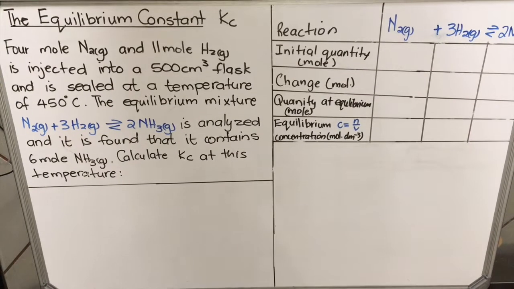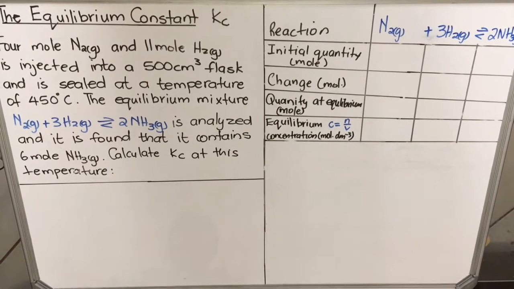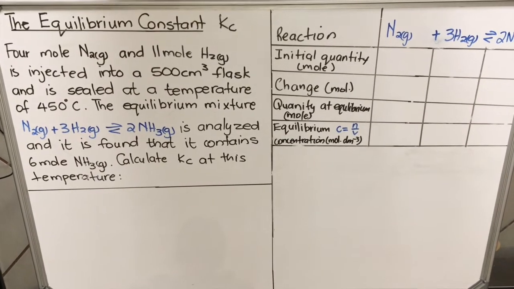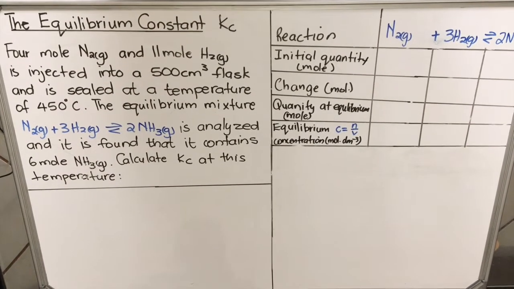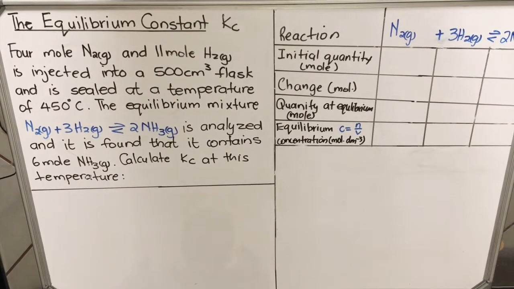Hello everyone, in this lesson I'm going to show you how to calculate the equilibrium constant. We're going to look at this example. The equilibrium constant is a value that you use to see if you are getting more product or more reactant. But in this lesson I'm just showing you how to calculate it.